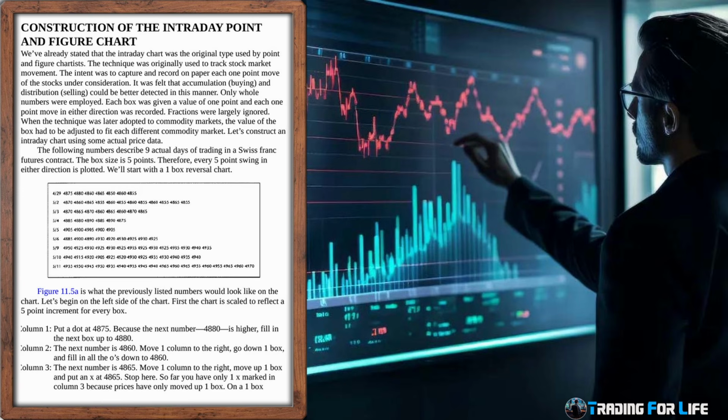The following numbers describe 9 actual days of trading in a Swiss franc futures contract. The box size is 5 points. Therefore, every 5-point swing in either direction is plotted. We'll start with a 1-box reversal chart. Figure 11.5a is what the previously listed numbers would look like on the chart.